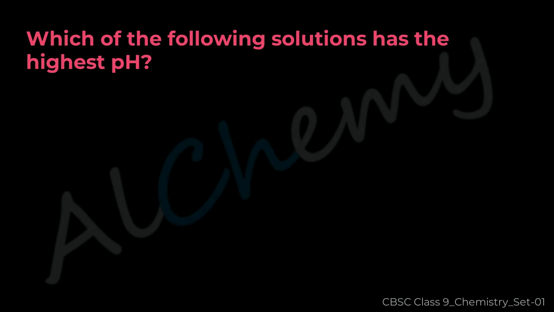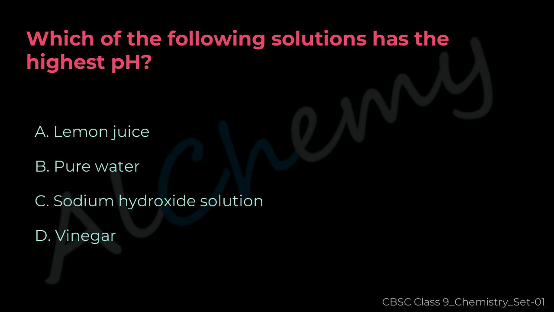The correct answer is D. 8. Question 33. Which of the following solutions has the highest pH? A. Lemon juice. B. Pure water. C. Sodium hydroxide solution. D. Vinegar.